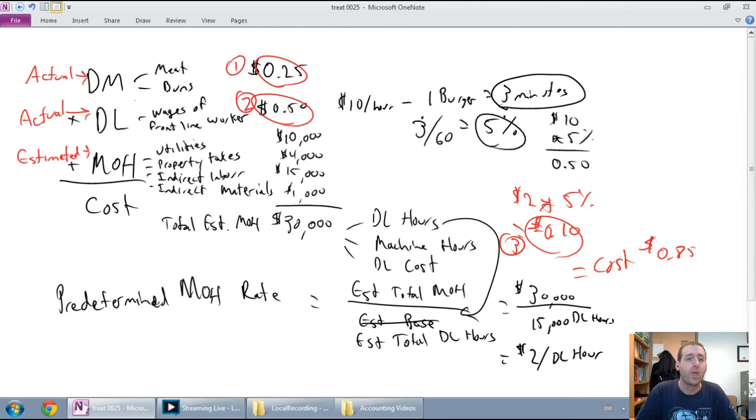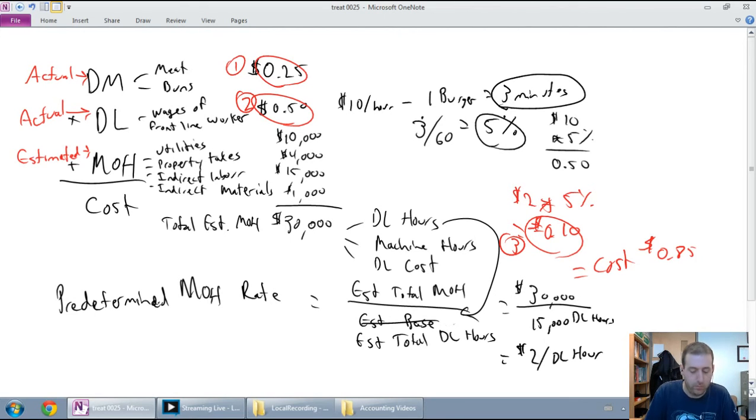The overhead, though, these are things that you can't just sort of say, okay, how many dollars worth of power went into the product? It's hard to do. It doesn't really directly go into the product, and that's why they call overhead indirect costs. So job order costing says, okay, well, let's apply overhead. Let's estimate our overhead based on this thing called the predetermined overhead rate. The predetermined overhead rate says estimate your total overhead. So we add up all of our overhead costs for the year. In this case, we got 30,000.